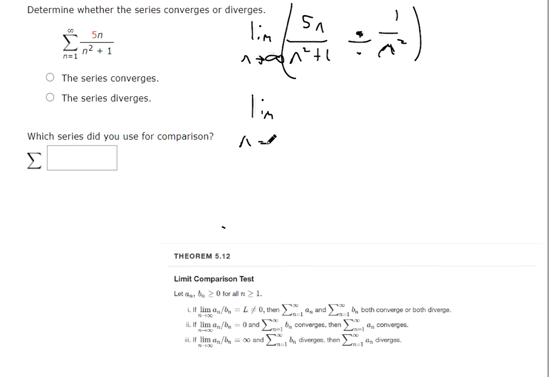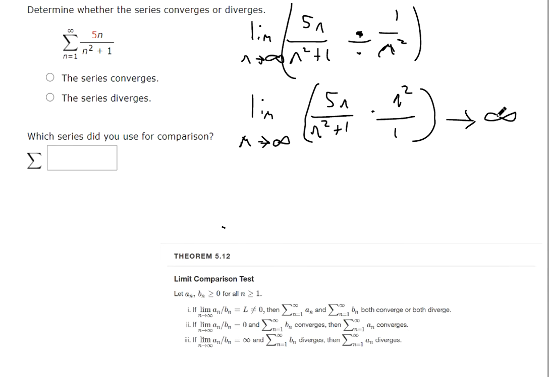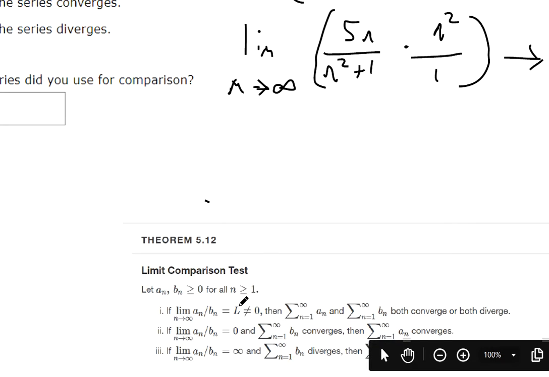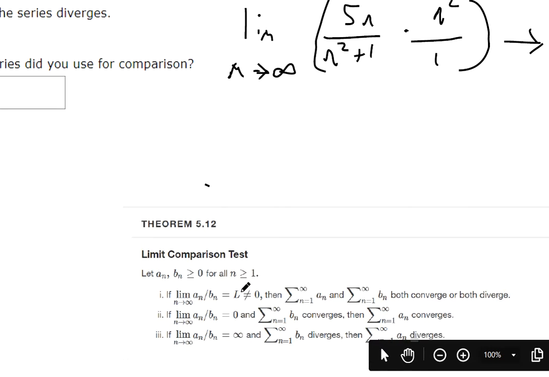Limit as n goes to infinity of 5n over n squared plus 1, times n squared over 1. And you might be able to determine right now that this limit's going to be infinity, right? Because you're going to have 5n cubed over n squared plus 1. So the numerator is bigger than the denominator. This limit goes to infinity. So if we use our table, the limit goes to infinity.